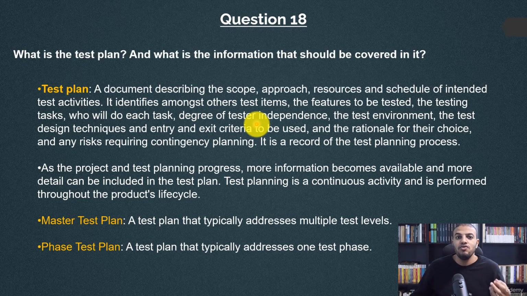Is all the testing performed by testers from inside the team, or, for example, might we outsource some testing to another company? It also tells us about the test environment, the software and the hardware that the software will be tested on, the test design techniques that will be used, and the entry and exit criteria. The entry criteria are the things that when done, we are ready to perform a testing activity. The exit criteria are the things that when done, this means that we finished our testing activity.